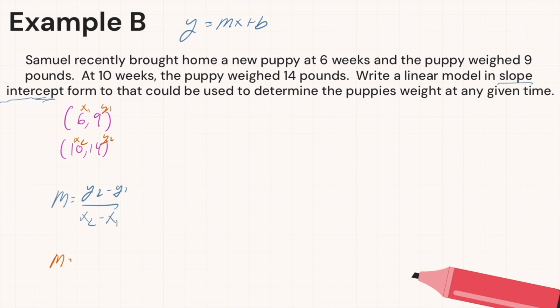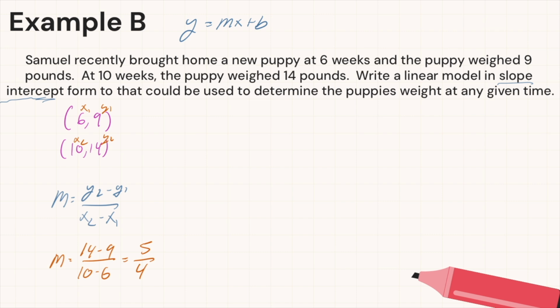So m is going to be equal to 9. No, not 9. 9's not going to go first. It's going to be 14. So we're going to do 14 minus 9 on the top, and we've got 10 minus 6 on the bottom. So 14 minus 9 is going to be 5, and 10 minus 6 is going to be 4. So our slope is going to be 5/4.